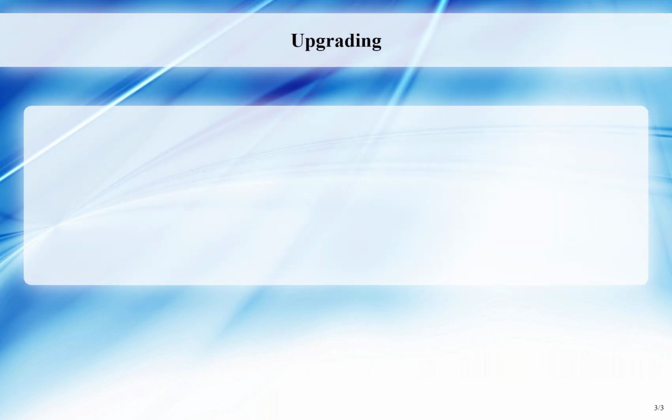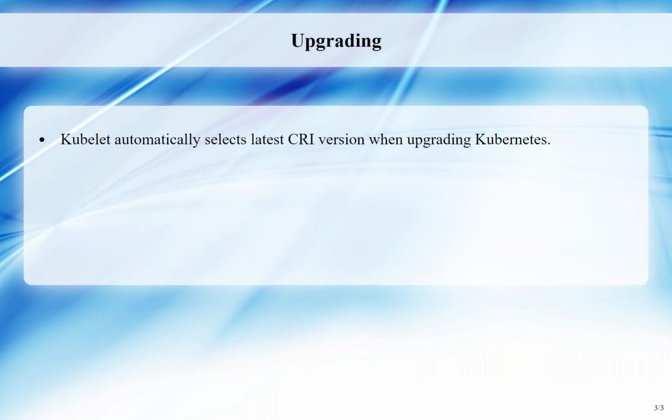Upgrading. When upgrading Kubernetes, the kubelet will attempt to automatically select the latest CRI version upon restart. If this automatic selection fails, a fallback option will be used.